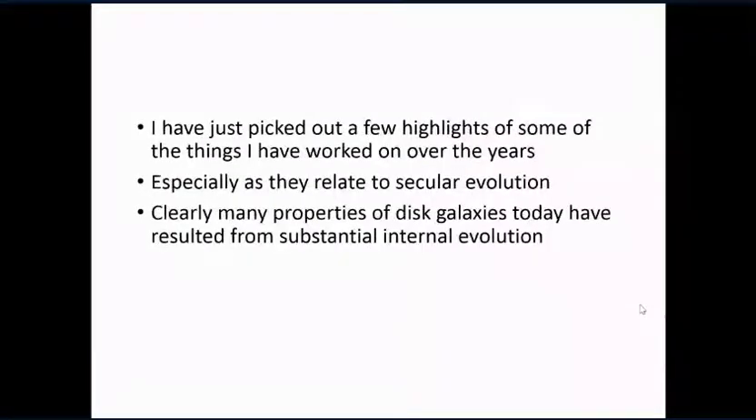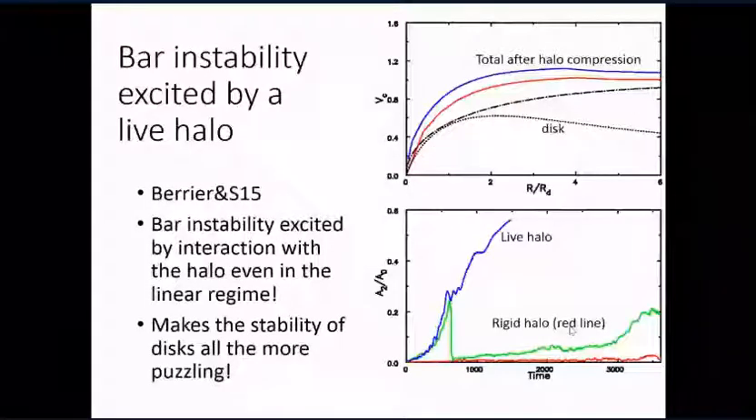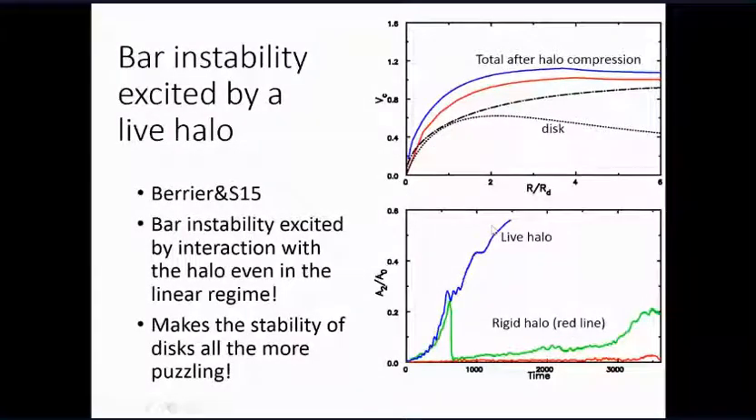I've just picked out a few of the highlights of some of the things I've worked on over the years, particularly as they relate to secular evolution. And it's clear that many properties of the disk galaxies today have resulted from substantial internal evolution, but there are still plenty of puzzles that we don't understand, this being one of them. And I'll stop here.